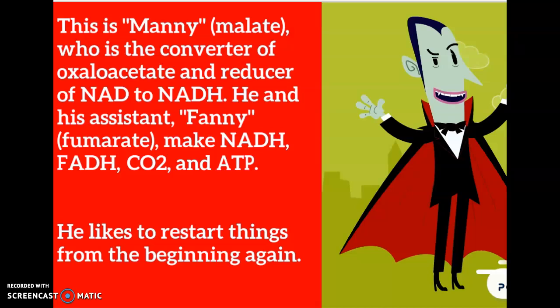This is Manny, also known as malate, who is the converter of oxaloacetate and reducer of NAD to NADH. He and his assistant Fanny, fumarate, make NADH, FADH, carbon dioxide, and ATP. He likes to restart things again from the beginning.